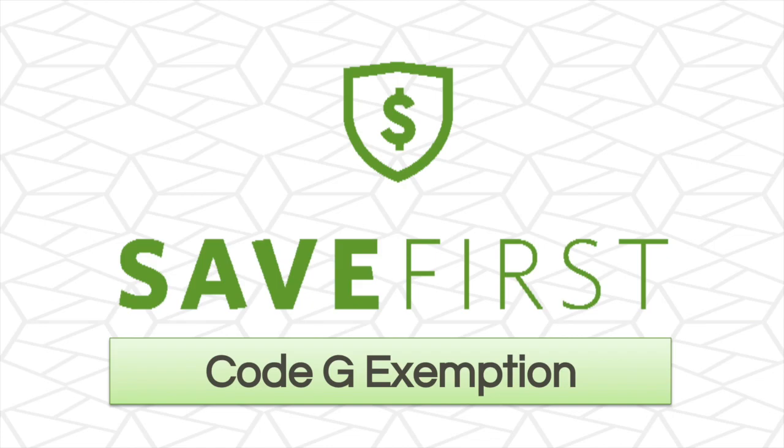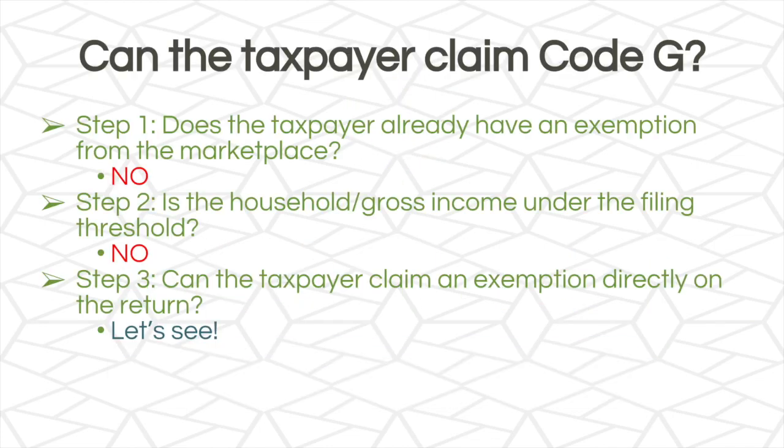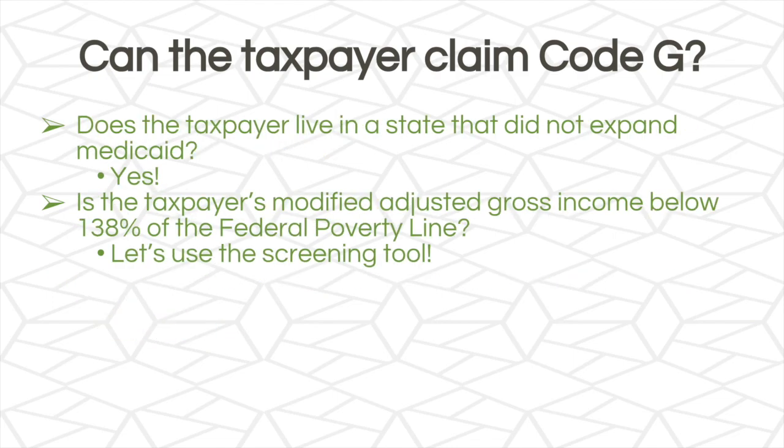Okay, so now we're going to talk about the Code G exemption very briefly. Remember, the steps are: does the taxpayer have an exemption from the marketplace already, like an ECN number? If the answer is no, then did their household or gross income fall under the filing threshold? If no, we move on to see, can they claim an exemption directly on the return? If they lived in a state that did not expand Medicaid, which is the Code G exemption, and they're under 138% of the federal poverty line, then they're going to qualify for this Code G exemption.